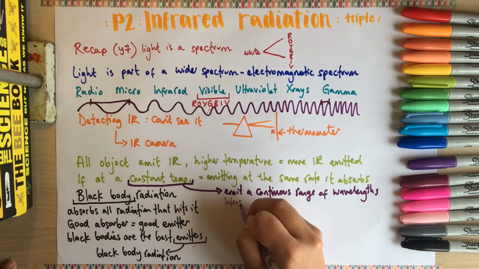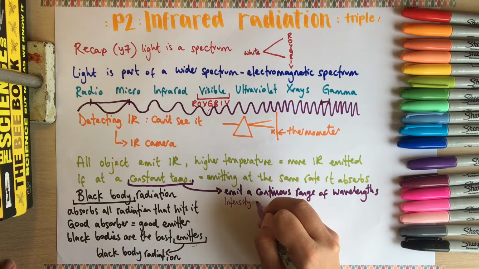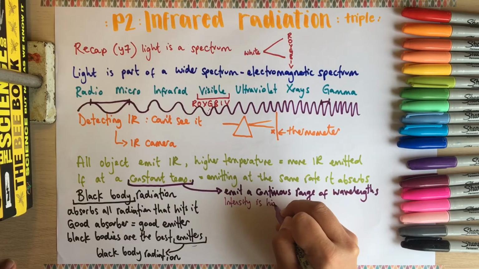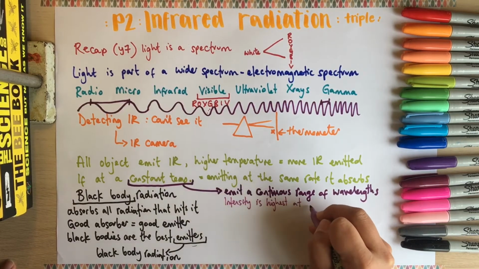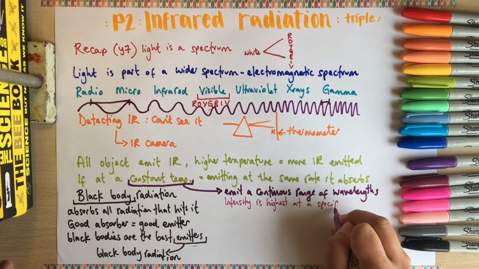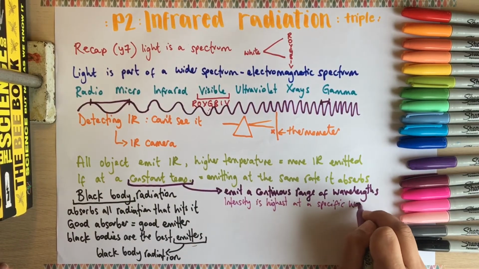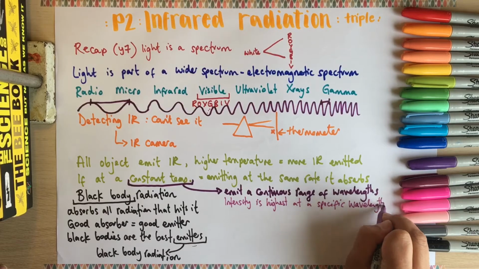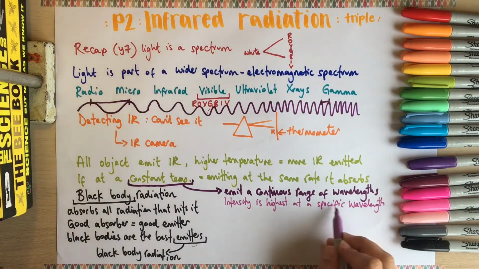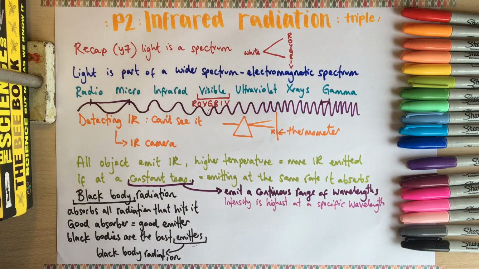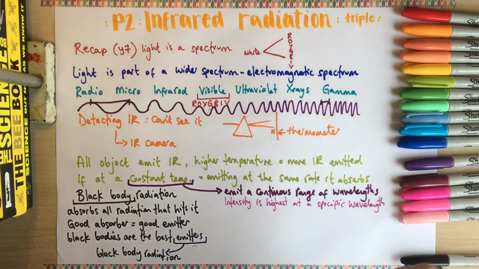Okay, so there's a continuous range of wavelengths for an object that is at a constant temperature, and the intensity is highest at a specific wavelength. And this specific wavelength that it's highest at is related to its temperature. So let's draw a graph so that we can see what that would look like.